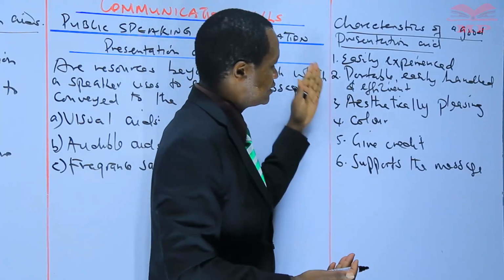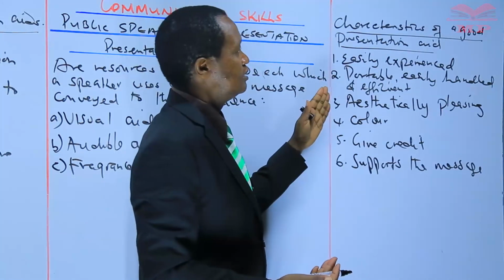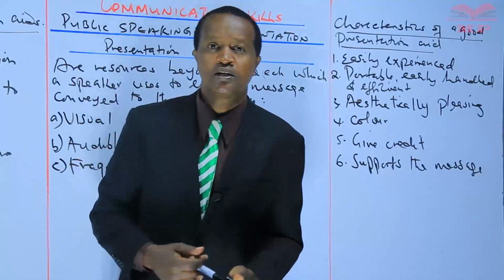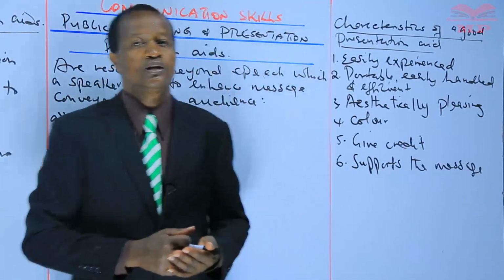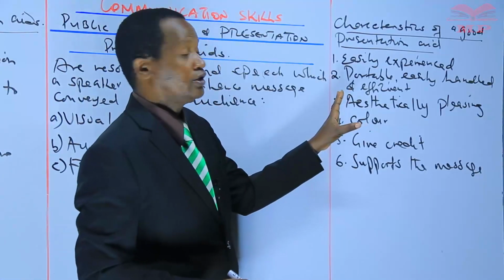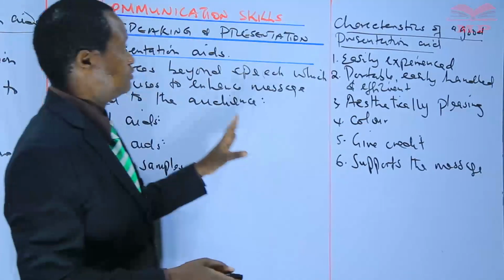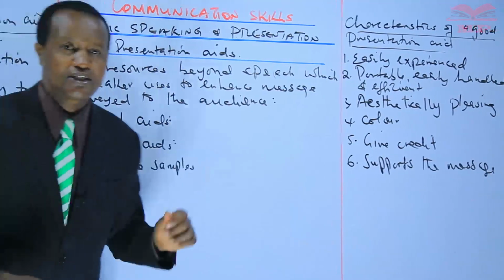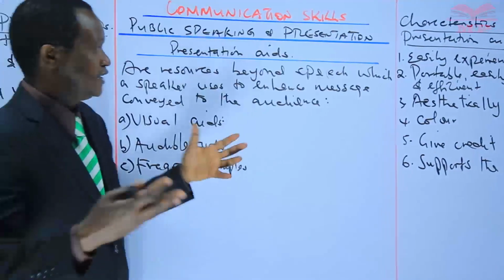So these are six characteristics of a good presentation aid. These are not the only characteristics, there are more. You can get more information on presentation aids from our textbooks. But for now, we will stop at that. I will come to the end of today's lesson.